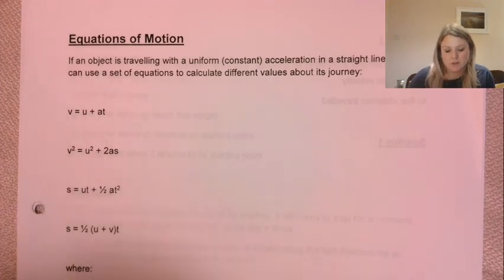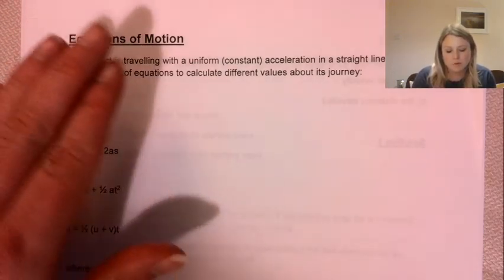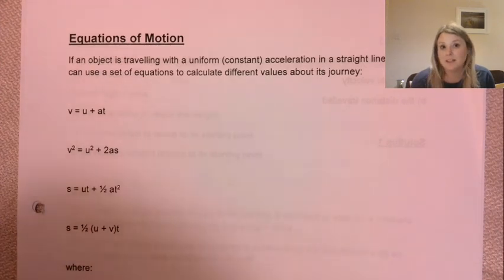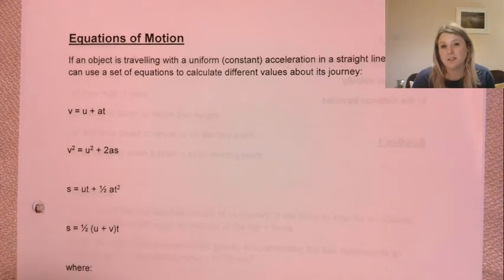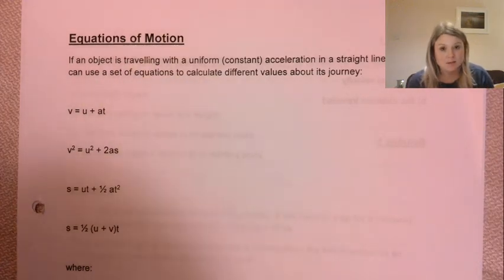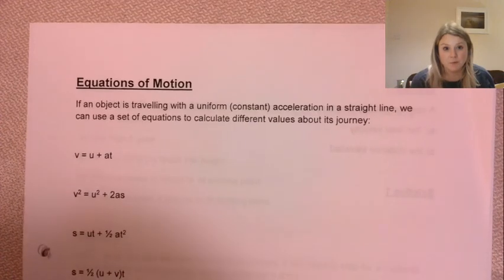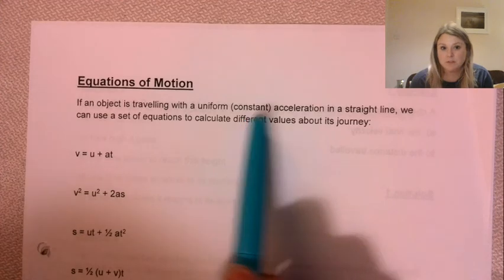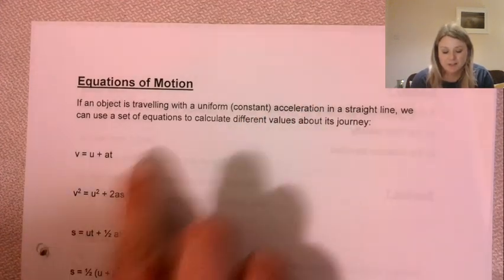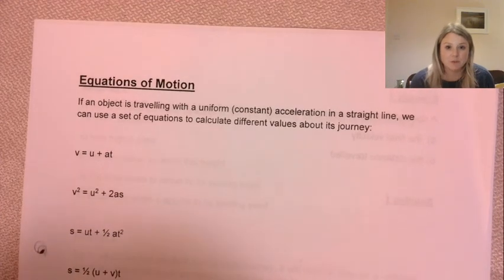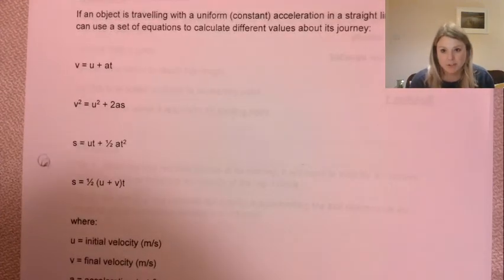Okay, so the equations of motion apply if you have something that is travelling with a constant acceleration, and all the questions that you'll be dealing with will be a constant acceleration. We'll never have any questions with a variable acceleration, which means we'll be able to use these. If an object is travelling with uniform, which means constant, acceleration in a straight line, we have this set of equations that we can always use to calculate different values about its journey.